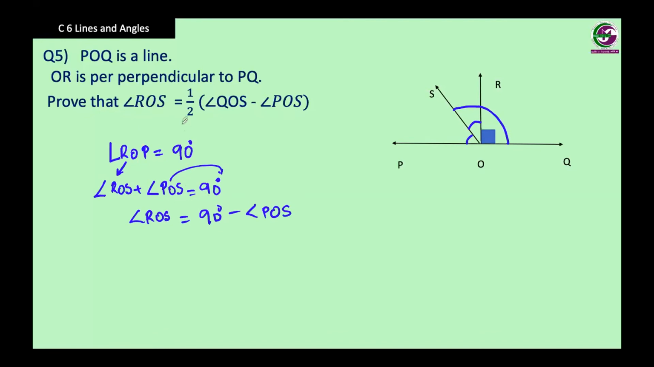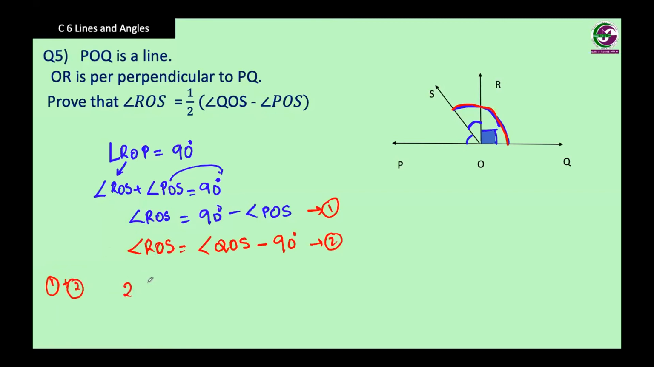Let us try to write ROS in terms of QOS. So we can also rewrite ROS in terms of the red angle marked here, which is QOS, angle QOS minus the 90 degree angle. Now let us name this as equation 1 and this is equation 2. Let's add these two equations. Why we add these two equations is that we need ROS and we need a number 2. So when you add equation 1 plus equation 2, we will get ROS plus ROS.